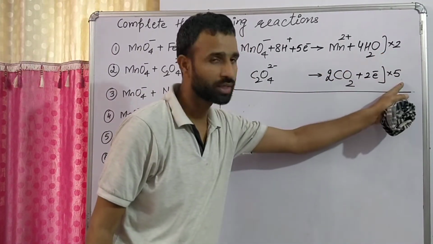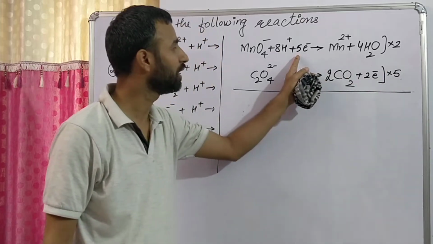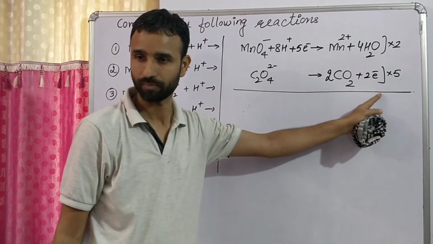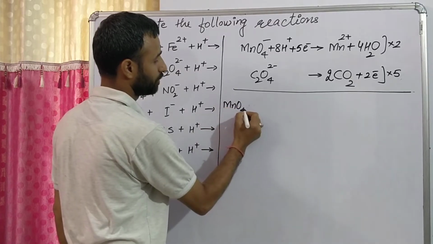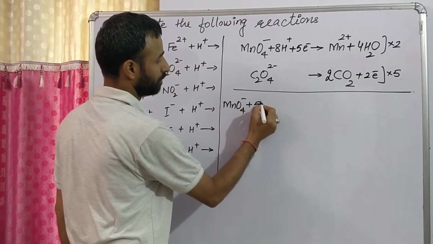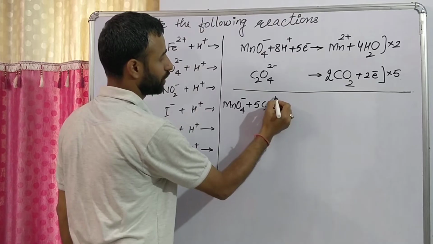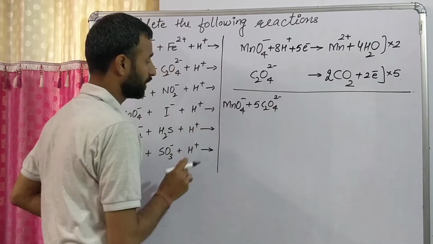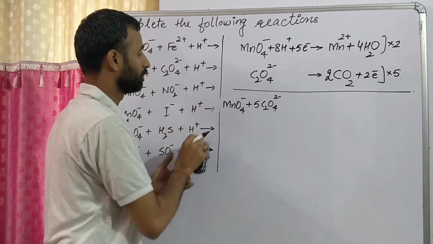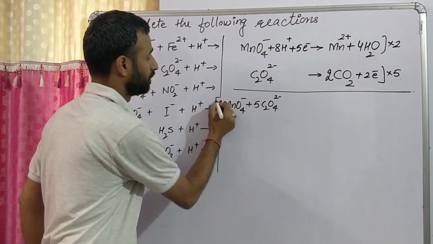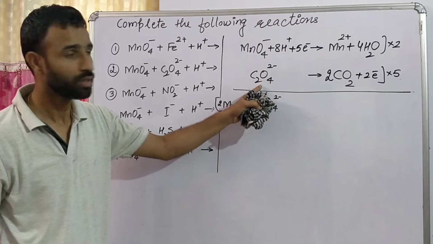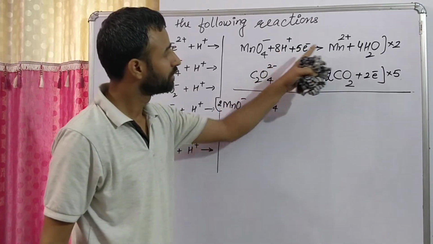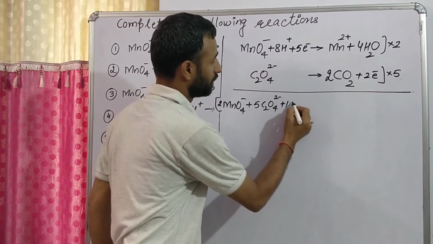These numbers are multiplied just to balance the electrons. Yes, now MnO4 negative is multiplied by 2, and 5 C2O4 2 negative, it is multiplied by 5. Sorry, yes, it is multiplied by 2. So 2 into MnO4 negative, 5 C2O4 2 negative, and H plus ion 16.